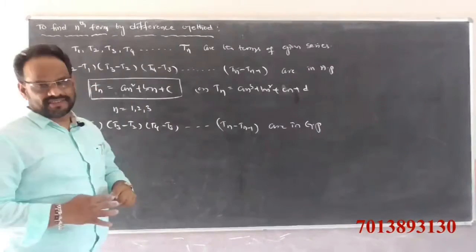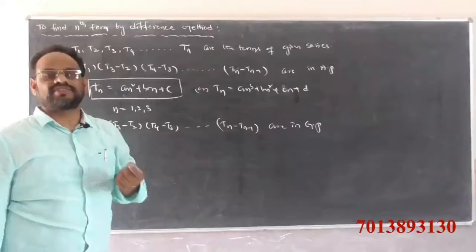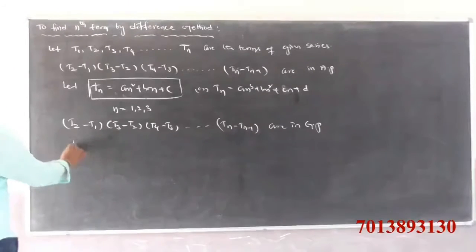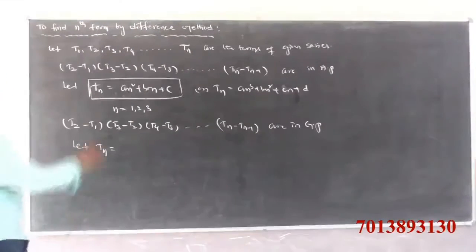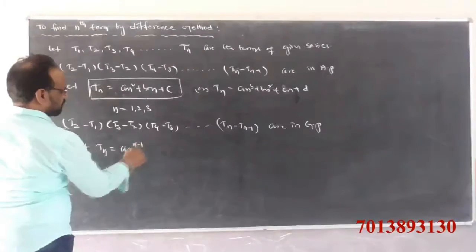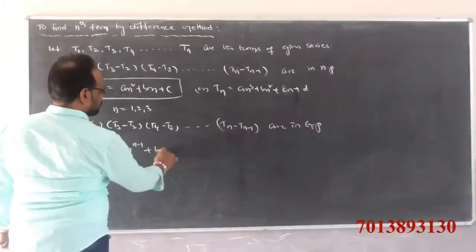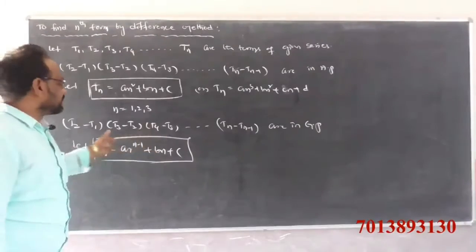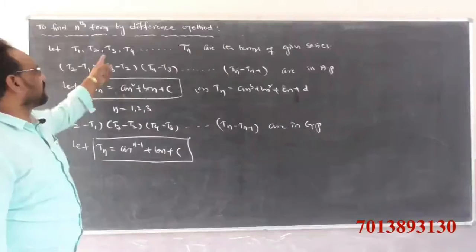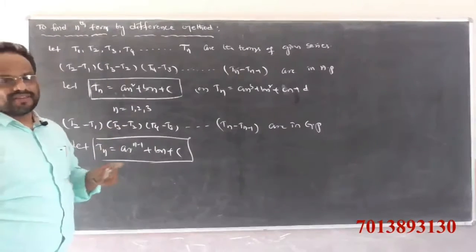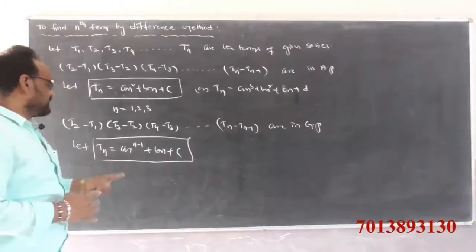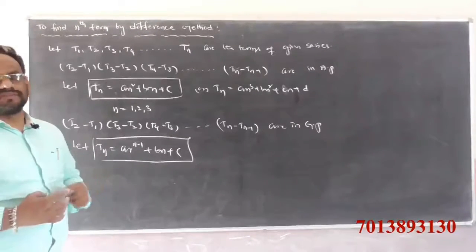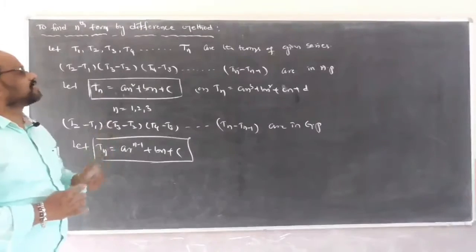Next, if it is in GP, that is, the successive difference of the given series is in GP, let us assume that Tn is equal to A r to the power n minus 1 plus bn plus c, or A r to the power n minus 1 plus bn square plus cn plus d. If you take these, that is the successive difference method.